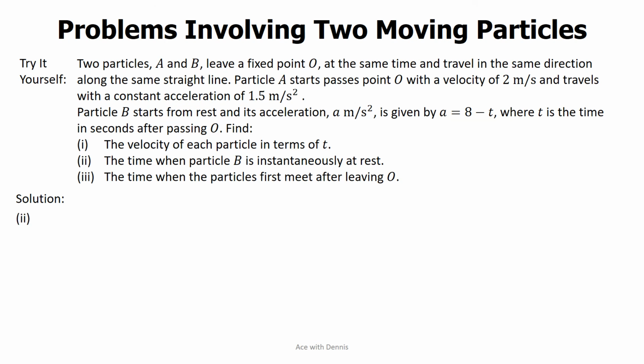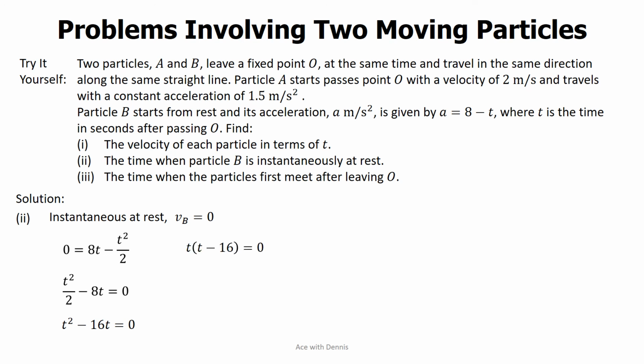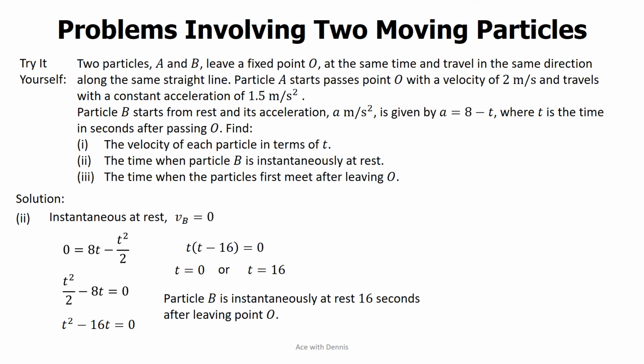The solution for part 2, the time when particle B is instantaneously at rest. So when it is instantaneously at rest, which means VB equals 0. Hence, 0 equals 8t minus t squared over 2, which is the equation of VB. So, t squared over 2 minus 8t equals 0. We multiply by 2, we get t squared minus 16t equals 0. Factorize the t, so t times (t minus 16) equals 0, t equals 0 or t equals 16. Hence, particle B is instantaneously at rest 16 seconds after leaving point O.